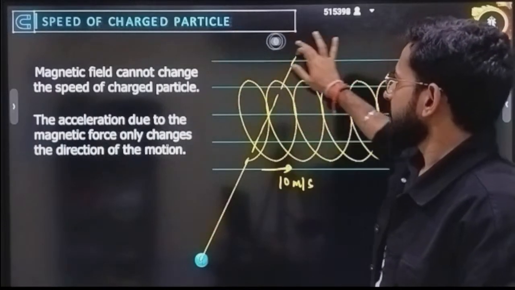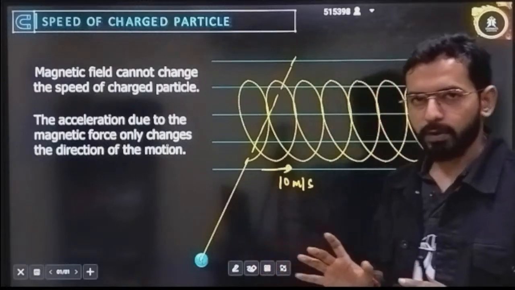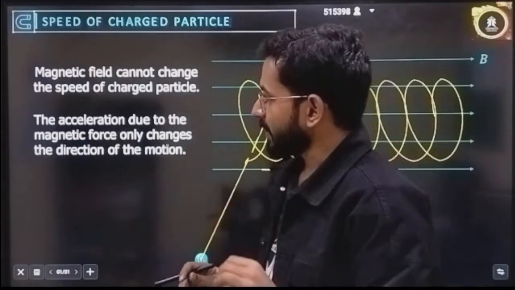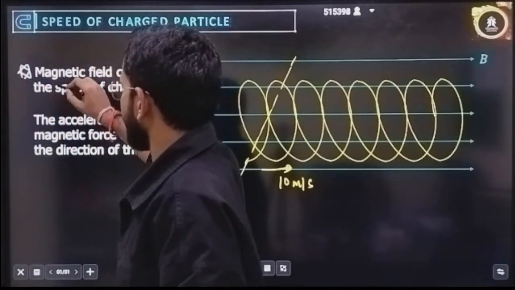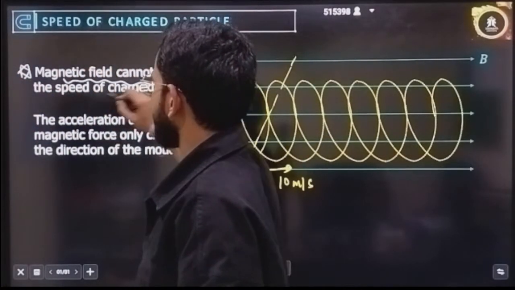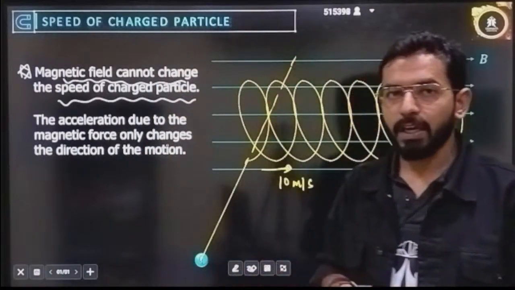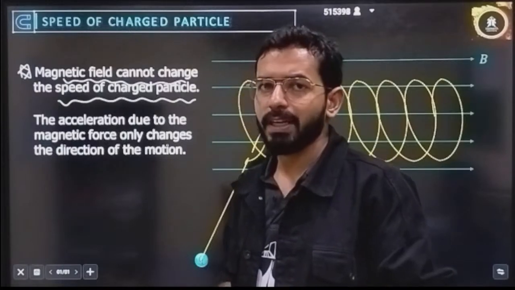Fine. I will tell you firstly a little bit from the upper side. The first thing you have to remember, which is very important, is that a magnetic field cannot change the speed of a charged particle. Magnetic field cannot change the speed of the charged particle. Why? There is a reason also, I will tell you.